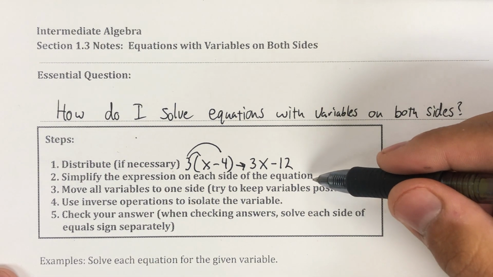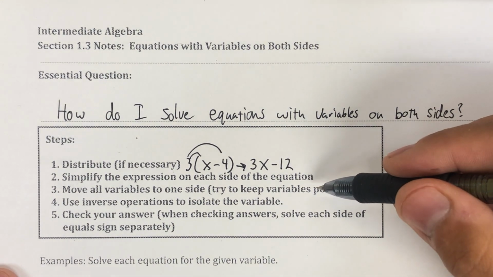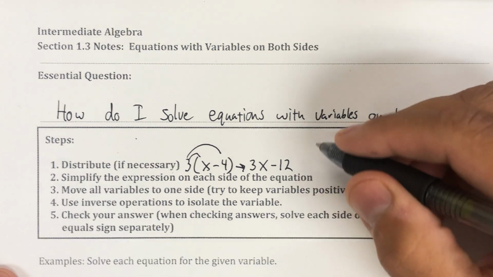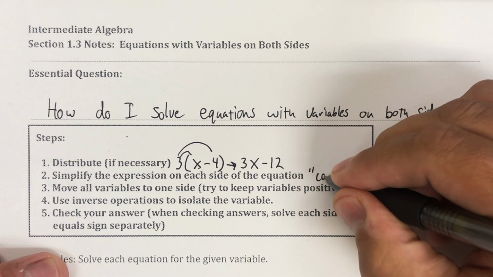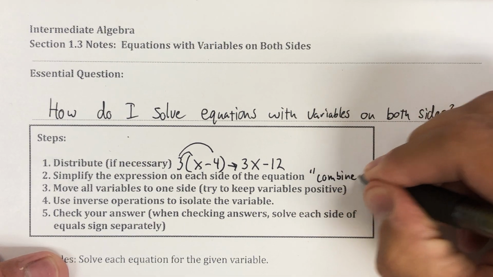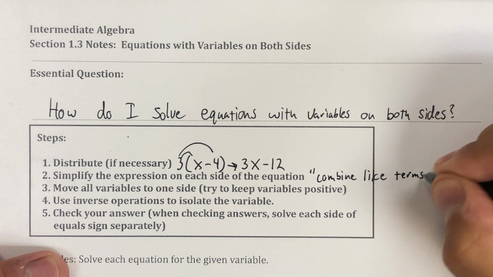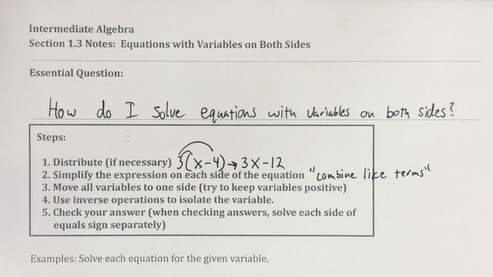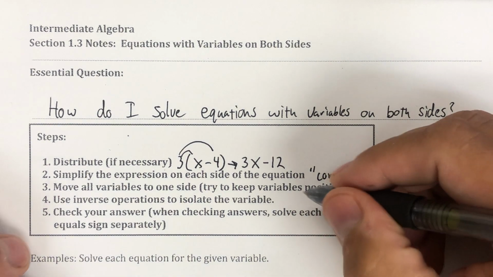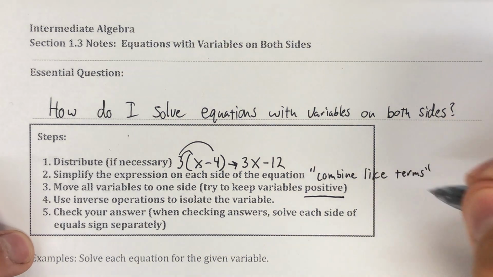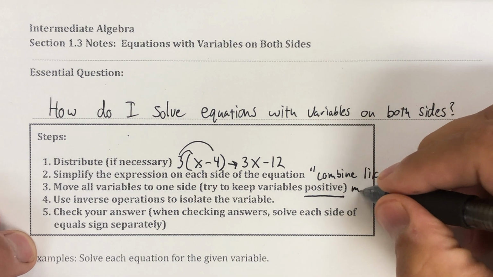Then we're going to simplify the expression again, combine the like terms. Okay, simplify the expression on each side. So I'm going to put in parentheses, combine like terms. And then from there, there's going to be a variable on the left and a variable on the right. We're going to bring one variable to one of the sides. Typically, to keep them positive, we will move the smaller one.